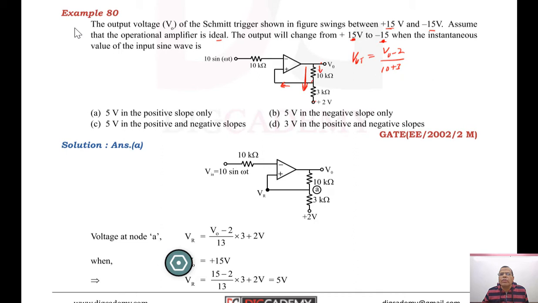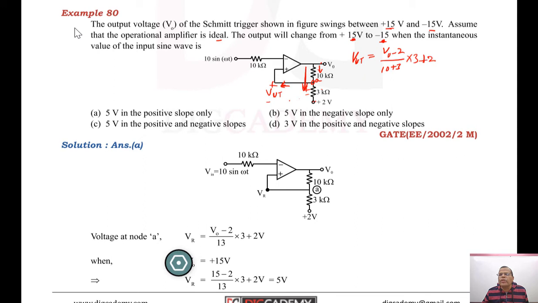So what will be the voltage at node A? That will be your upper threshold voltage, because that will be the reference voltage, right? Upper threshold voltage is the voltage across the resistance of 3 kilo ohm plus this voltage. So V0 minus 2 volt divided by resistance is current, multiplied by 3 ohm resistance is the voltage drop across this, plus 2 volt.